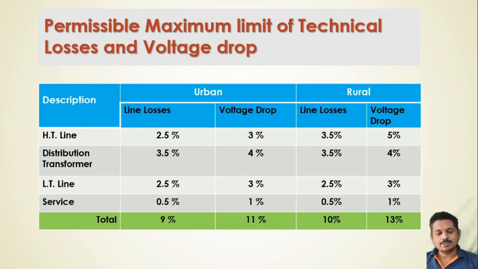Again, LT lines mean the lines which give connections to nearby consumers. That's why their limit is also similar for urban as well as rural connections. It means the double pole structure installed near your house is our LT line connection, from where we take the service connection. Hence we have the same 2.5% line losses allowed, and service connection with 0.5% losses. Voltage drop is part of energy conservation, that's why the voltage drop should be limited. That can be done by using the latest technologies like power factor improvement devices, or we can also improve the voltage level at the substation end.